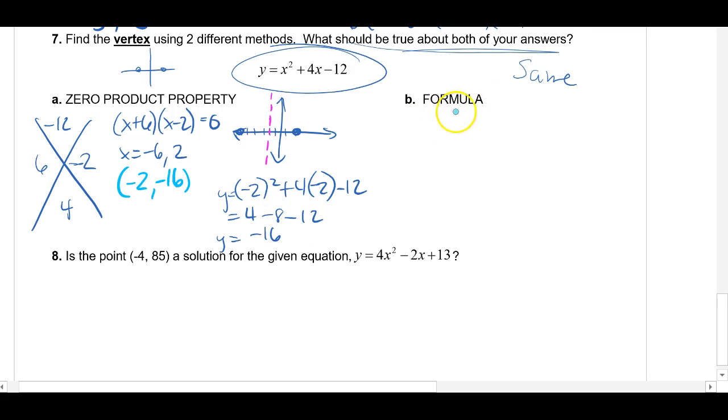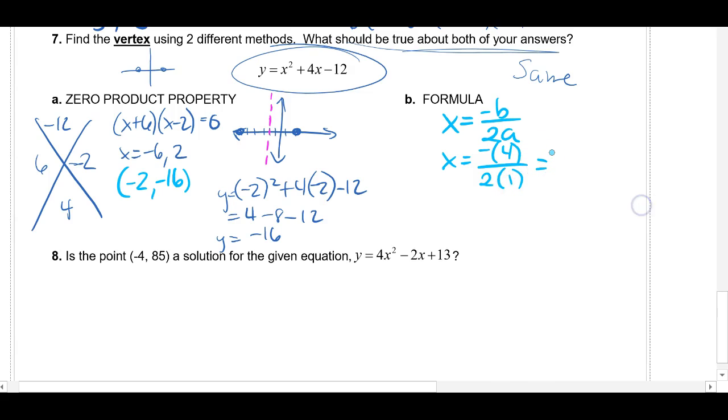And now the formula. Okay, remember the formula, simply x equals -b over 2a. So plug in negative the b, which is 4, and then over 2 times the a, which is just 1 in this case. So then we get -4 over 2, and that's going to be equal to -2.